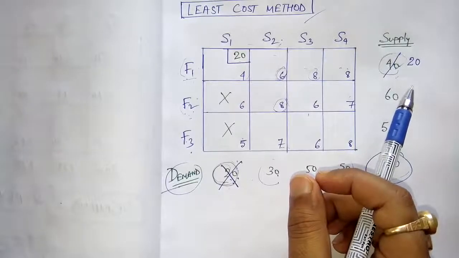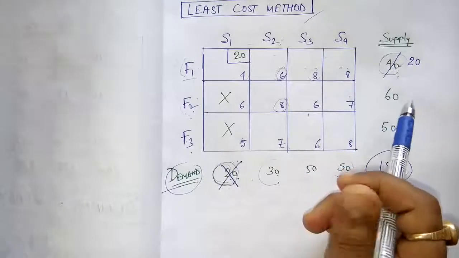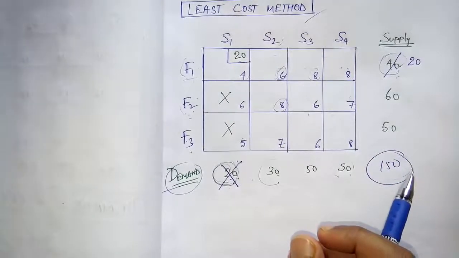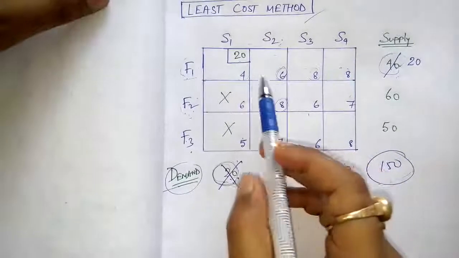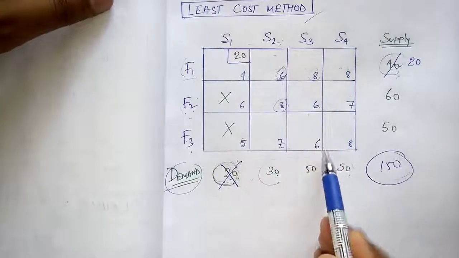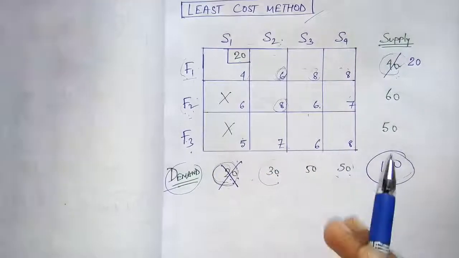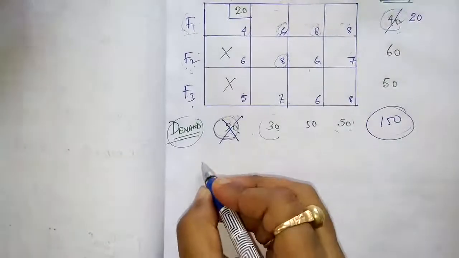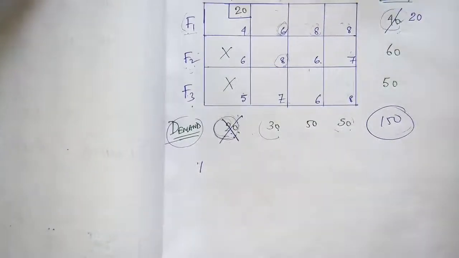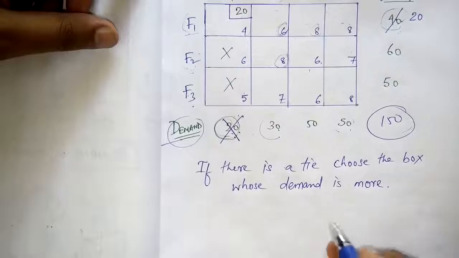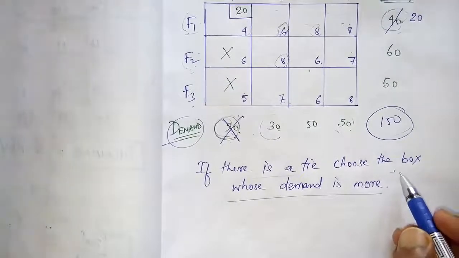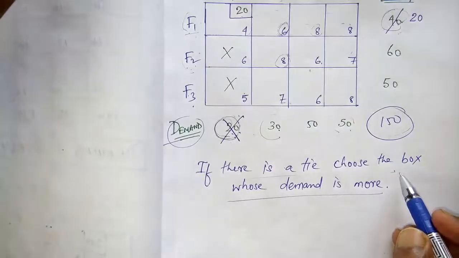Now the least cost method tells you that in the next step, again choose the box which contains the least cost, where the transportation cost is least. But now you see one very interesting thing. There is a tie. Here also 6, here also 6, here also 6. So what to do in this situation? I am writing one rule. So here is the rule: if there is a tie, choose the box whose demand is more.